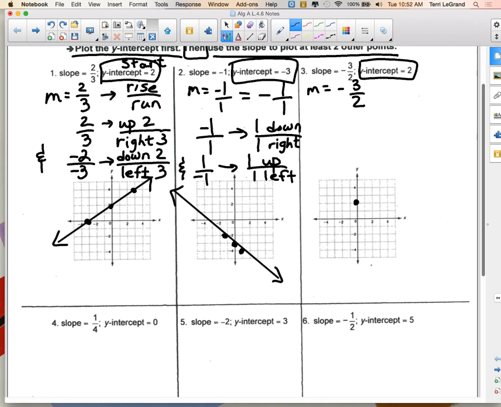So the fraction is negative. Remember the rule, rise isn't more important than run. We want to rethink this. Rise is upstairs. We don't go left or right upstairs. Rethink that.